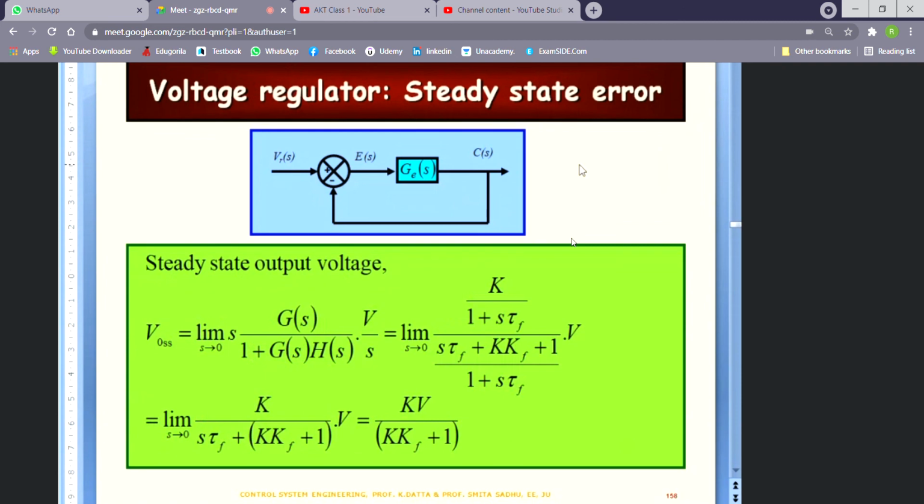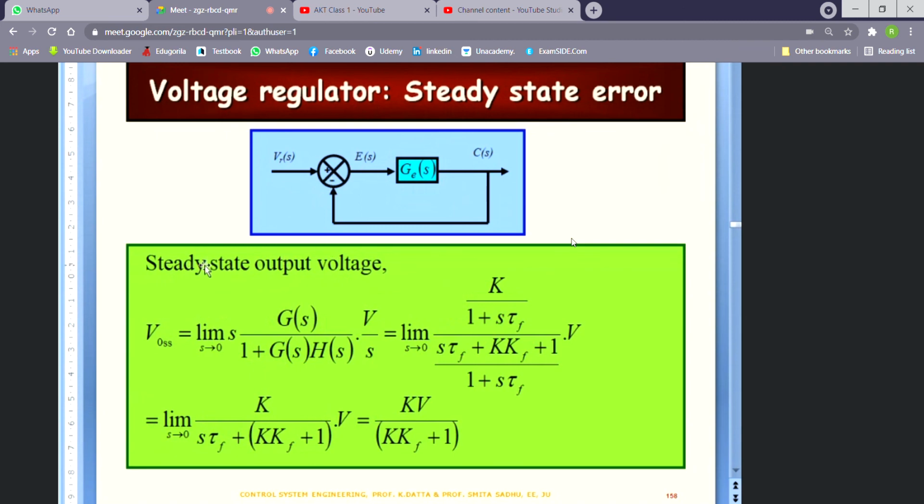Similarly, for this voltage regulator, if we want to find out the steady state error, what we have to do is find the equivalent G_E with unity feedback, which we've discussed a lot of times earlier, and then go for the steady state error. Here, it's done by using a different path.